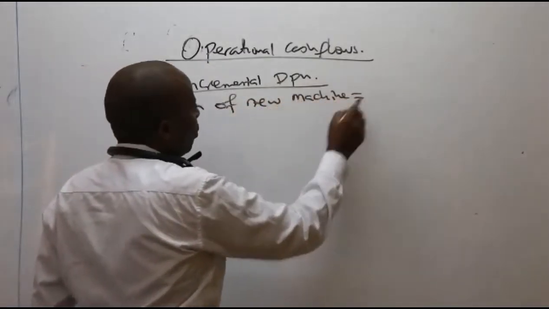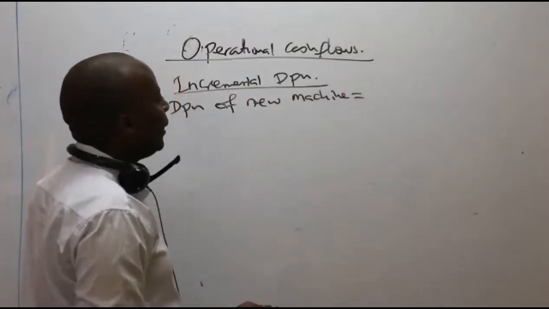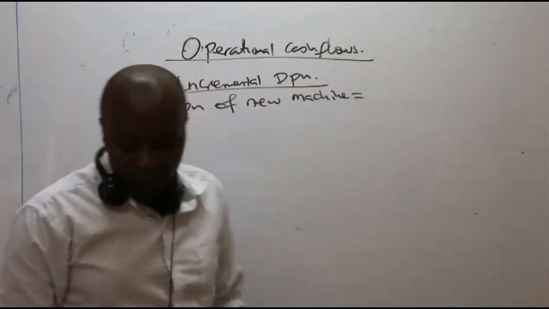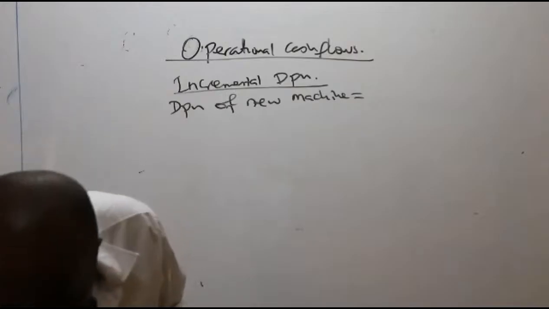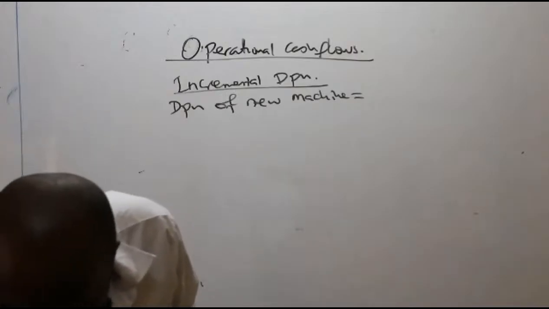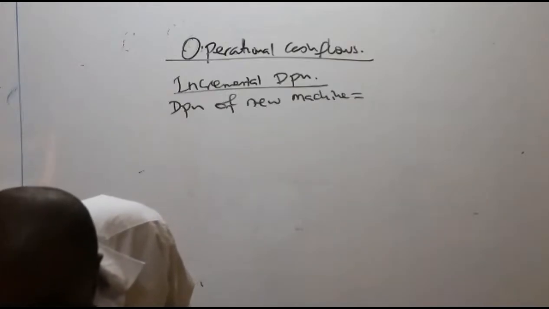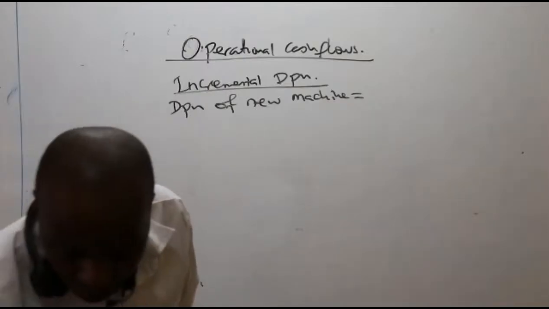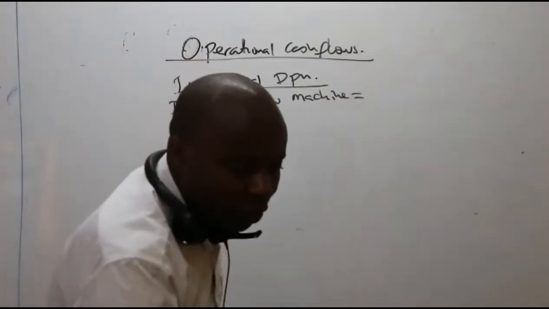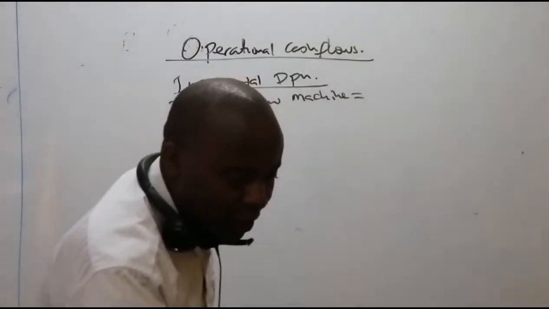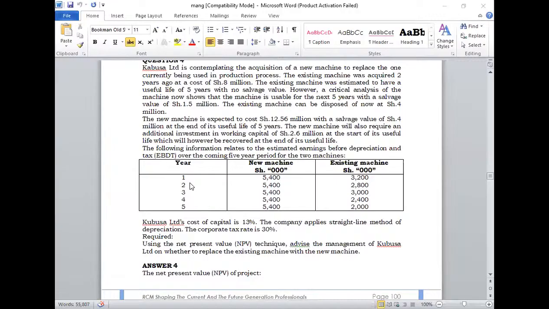So depreciation of the new machine, ladies and gentlemen, at the end of the day, we know the cost of the new machine, don't we? The cost of the new machine here is 12,560. So 12,560 minus its scrap value. Scrap value is 4,000, 4,000,000 for our case because we are cutting 3 zeros.